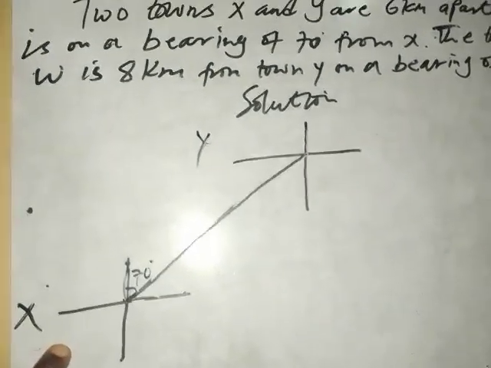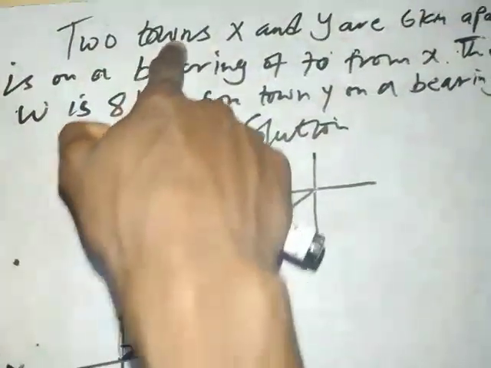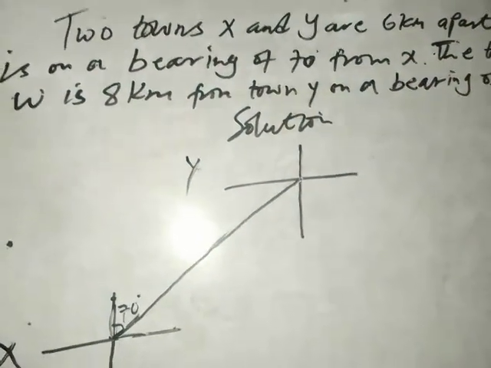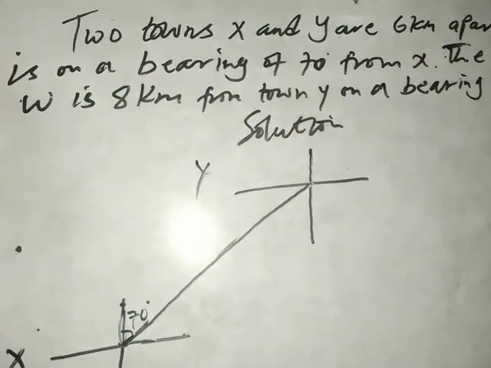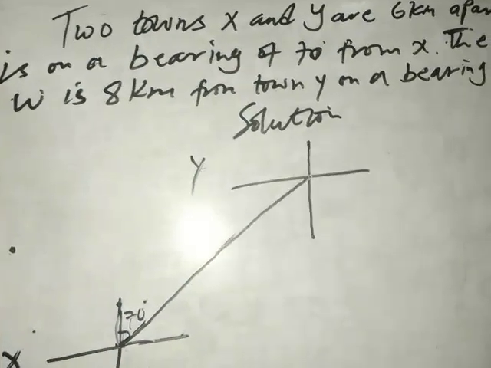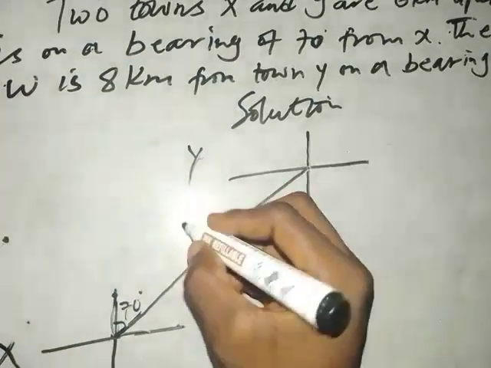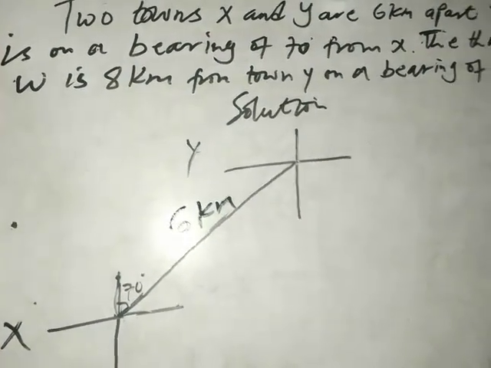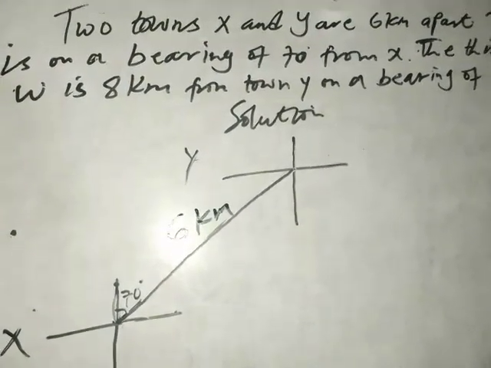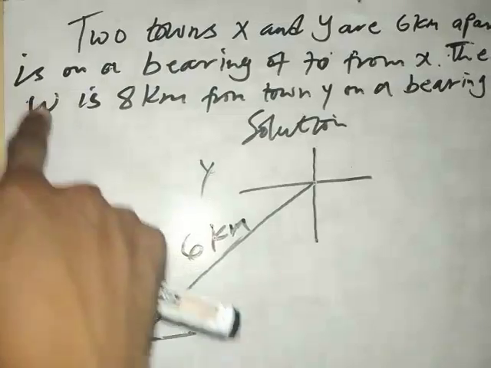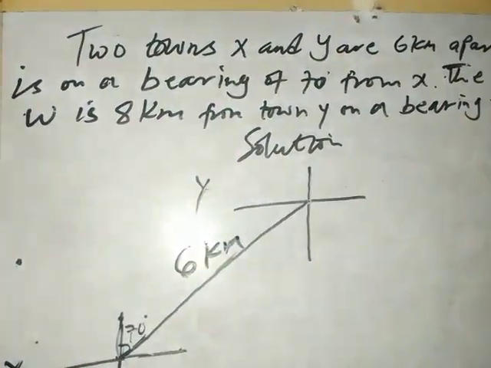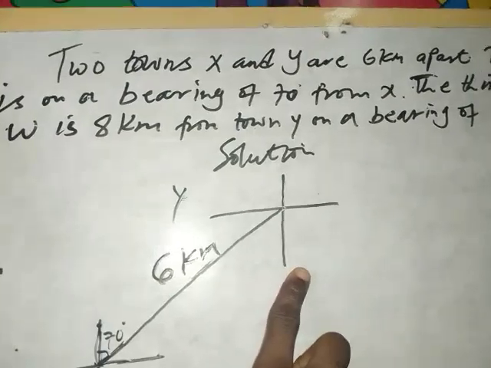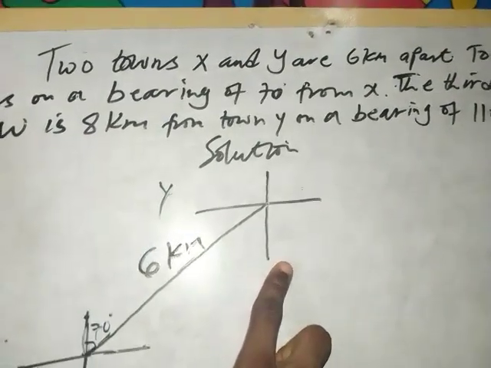Now you go back to the question again to read. Two towns X and Y are 6 kilometers apart. Now you come back and put the distance between X and Y. The distance between X and Y is 6 kilometers. Now you are through with that. Town Y is on a bearing of 70 degrees from X. You have done that. Now we go to the third town, which is town W.